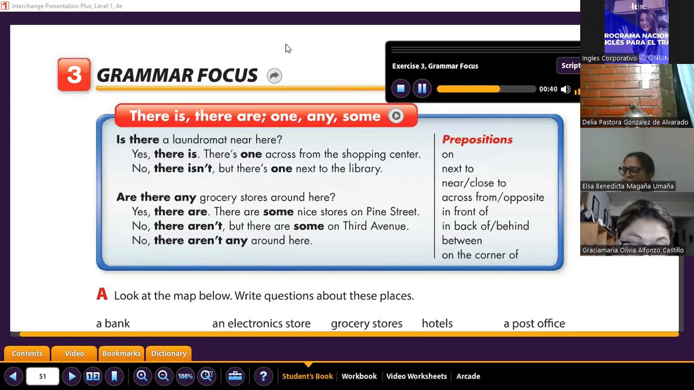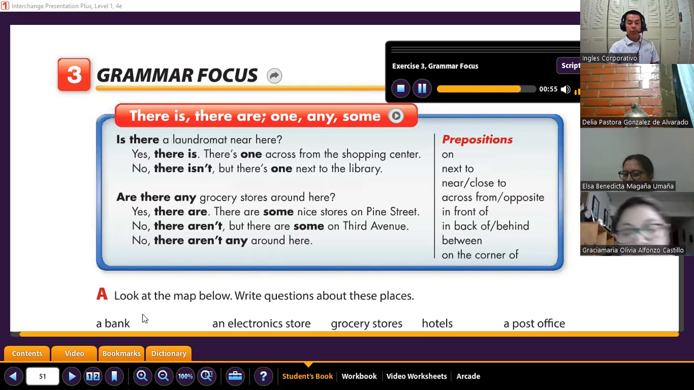Prepositions. On. Next to. Near. Close to. Across from. Opposite. In front of. In back of. Behind, between, on the corner of.